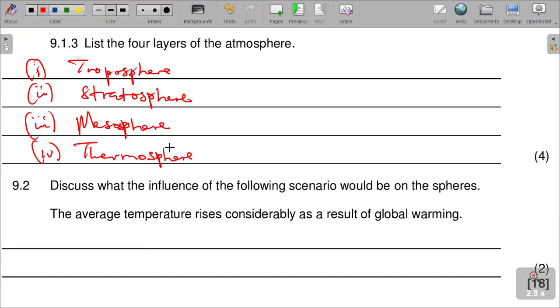These are the layers of the atmosphere that we can define: the troposphere, the stratosphere, the mesosphere, and the thermosphere.